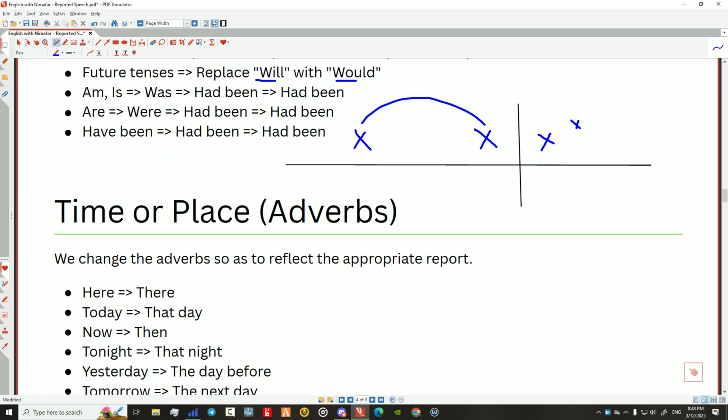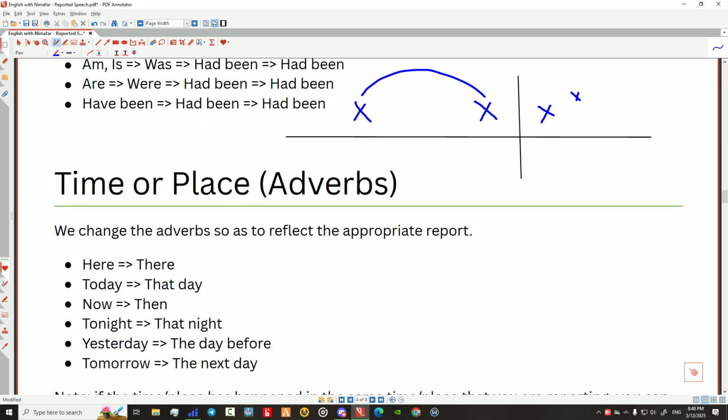Time or place adverbs, these are really easy. You just need to memorize them to some extent or just understand the whole concept. Here, technically should be there because you change your place. Today becomes that day. Now becomes then. Tonight, that night. Yesterday, the day before. Tomorrow, the next day. Because right now I say I did something yesterday, but 3 days later, yesterday doesn't mean, for example, Sunday. It means Tuesday.